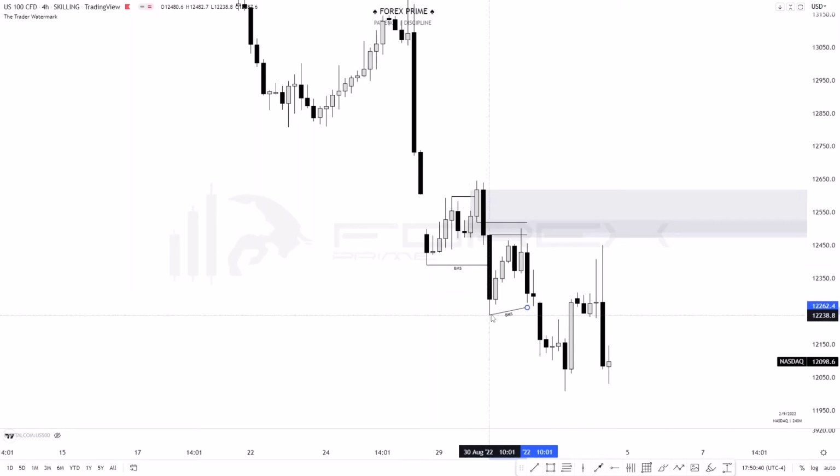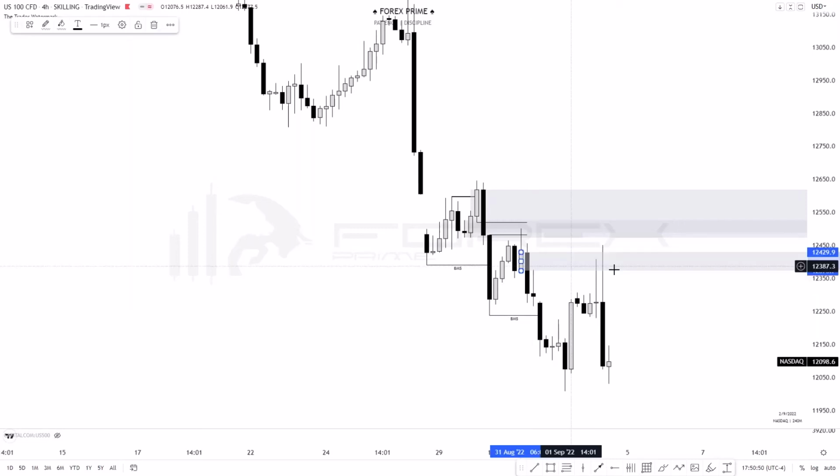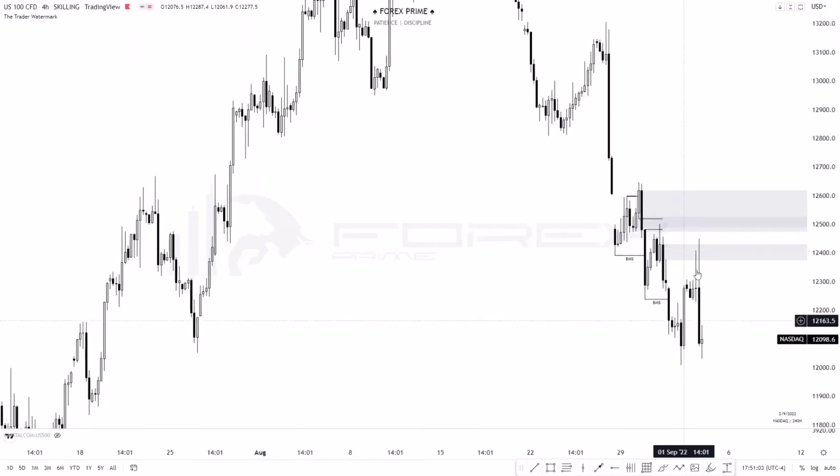Price took out this low here, and price retraced and traded into this order block again right here, and then price traded lower. My long opportunity came from this point here. All of this up movement here, and then price traded into this and retraced lower. So this is where we are right now.